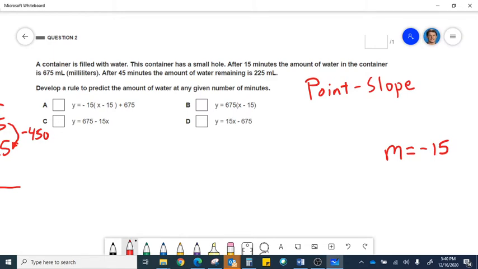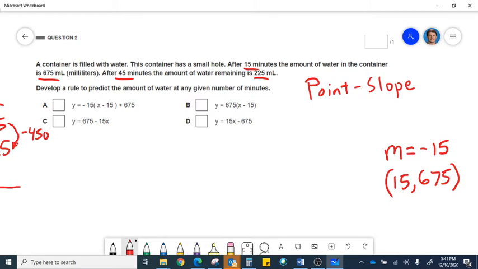Okay? Now remember that we have 2 points to choose from. So we have a point at 15, 675, or we could choose 45, 250. I'm just going to go ahead and choose 15, 675 because I look in there and I can see that we have a lot of 675s and 15s there.